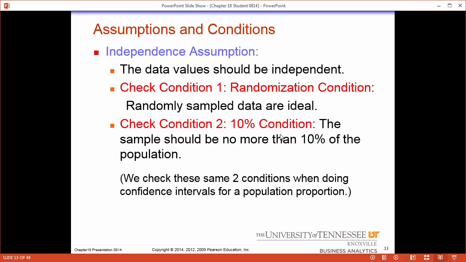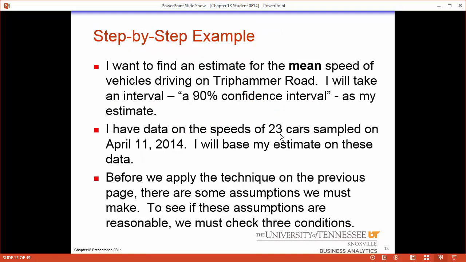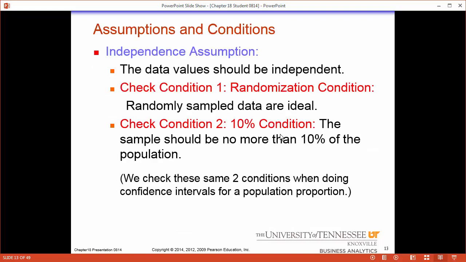First, we have randomization and 10%. We need to make sure that the cars are randomly sampled and that the cars are less than 10% of all cars. These are pretty safe to assume, but any problem on any test should say, we randomly selected these cars, and 23 cars we could assume is less than 10% of all cars.